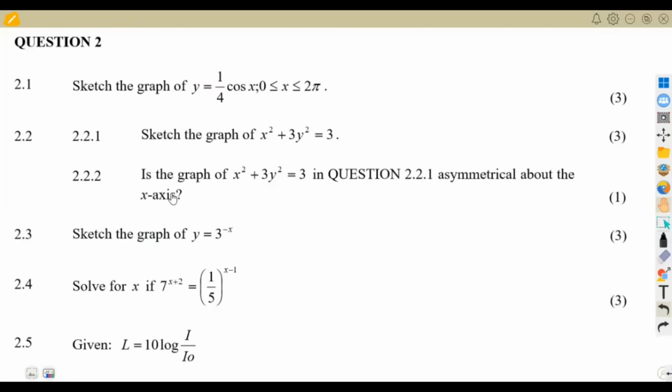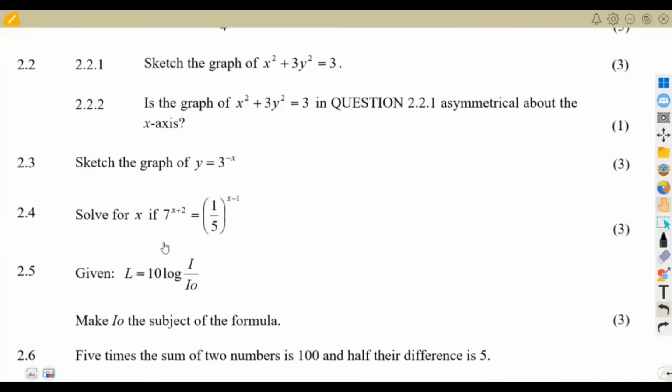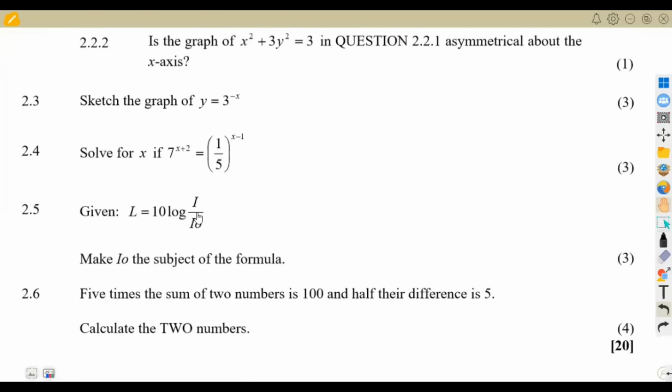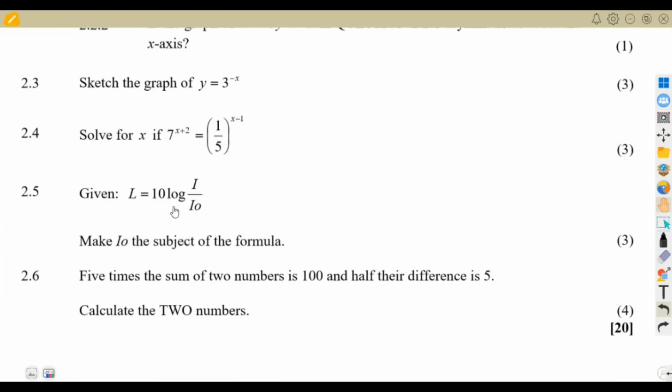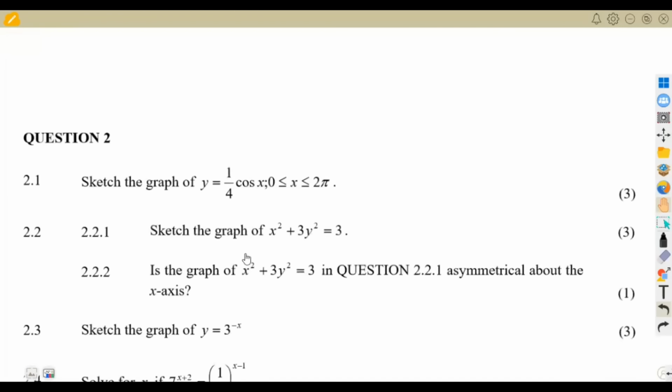So we have this part. If you have to check, we have the part of sketching of graphs, the solving of exponential equations, the change of subject, which is from our logarithms, and also the word problems that we have here. So that is it, 20 marks for that. So we shall see how we are supposed to attempt these typical questions.